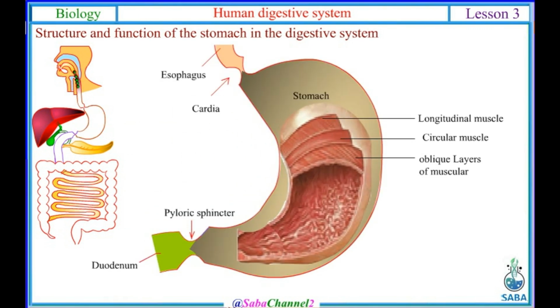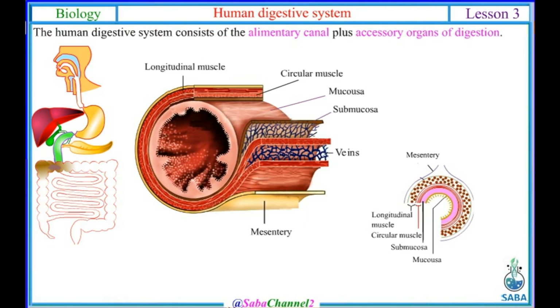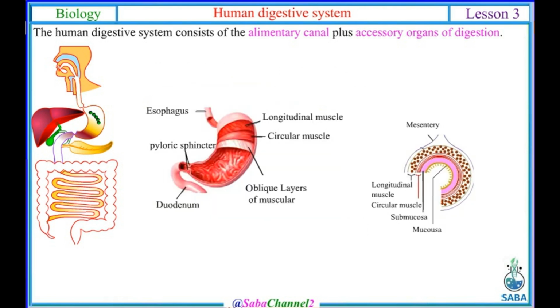The stomach has 3 layers of smooth muscle: longitudinal, circular, and oblique. These muscles work together to churn and mix food with stomach acids and enzymes, turning it into a semi-liquid substance called chyme. The strong muscle contractions also help move food toward the small intestine for further digestion.